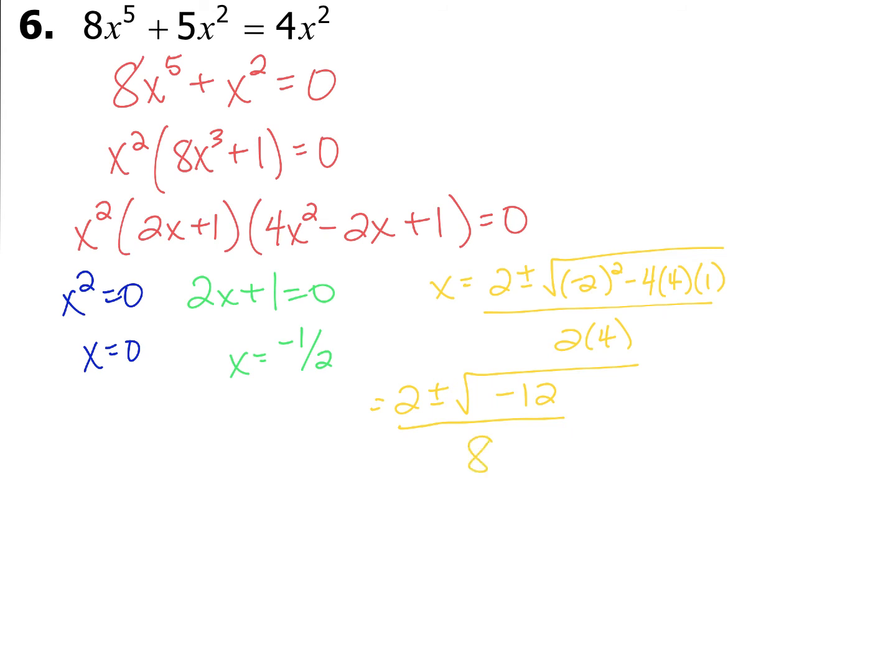Continuing my simplification, that is equal to 2 plus or minus 2i times the square root of 3, and that is over 8. Remember, when we have a negative, we can bring out an i, and the square root of 12 breaks down to the square root of 4 times the square root of 3. The square root of 4 is 2. That's where I got my 2i from. And then I need to simplify this, so I get 1 plus or minus i root 3 over 4.